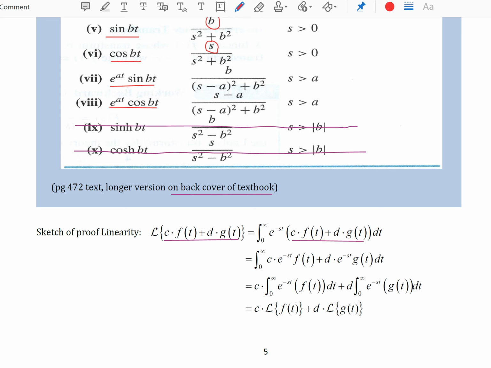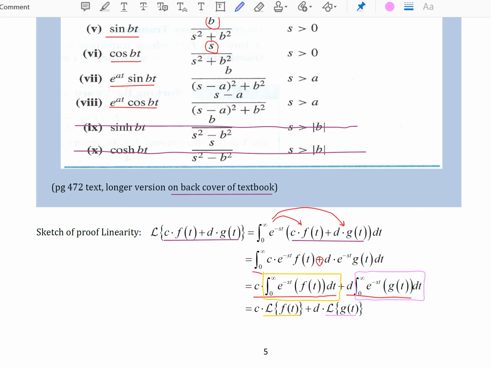However, you can simplify this by distributing your exponential to each of these two terms, excuse me. And then we can use some property from calculus that says that the integral of the sum of two functions is really going to be the sum of two integrals. And notice by definition, this right here is the Laplace of f of t. Similarly, this second portion is by definition the Laplace of g of t, which shows you how the Laplace transform uses properties of integrals to preserve scalar multiplication and vector addition.